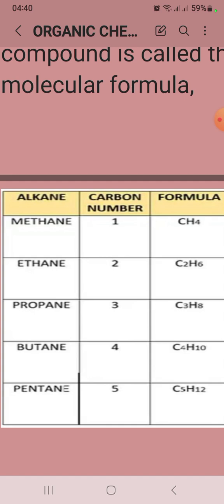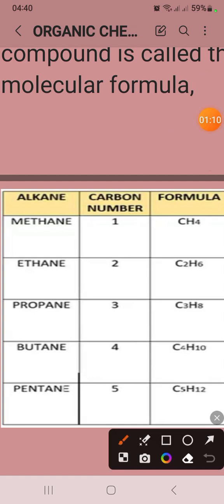Got it? Like you can see over here, the example of butane is also there. Butane is formed of carbon and hydrogen. 4 atoms of carbon and 10 atoms of hydrogen form butane, C4H10. Got it?